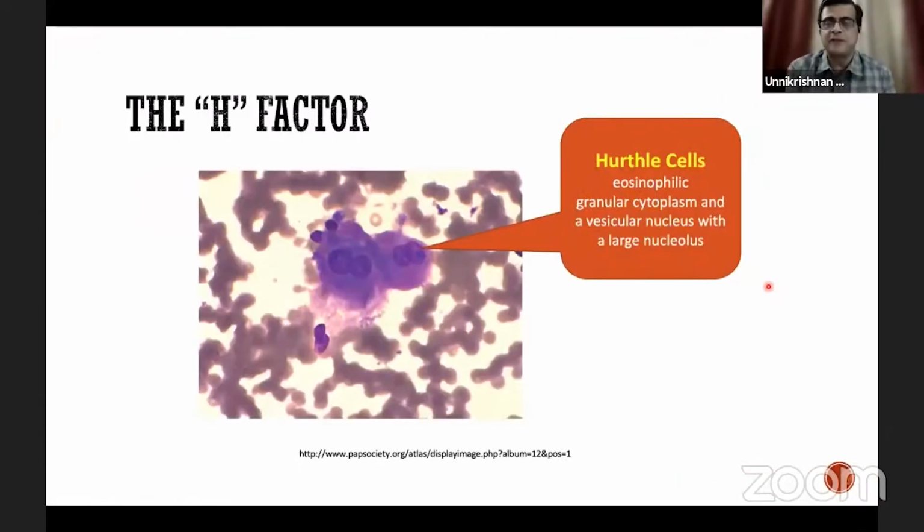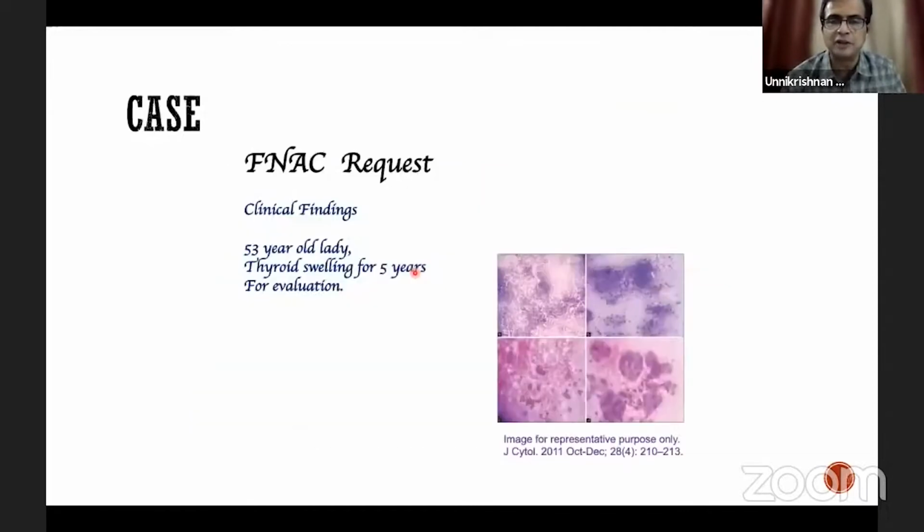So the first is the H factor. If you thought that it was H for Hashimoto's, well, it's not, it could be that also, wait till the end. But the H factor here, I'm talking about the Hürthle cells, which are really eosinophilic cells, granular cytoplasm with a vesicular nucleus and a large nucleolus. So what's with the H factor?